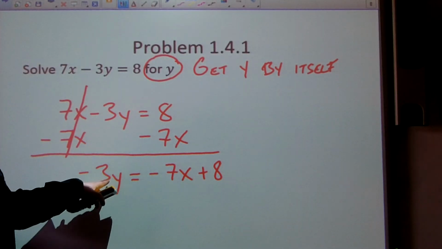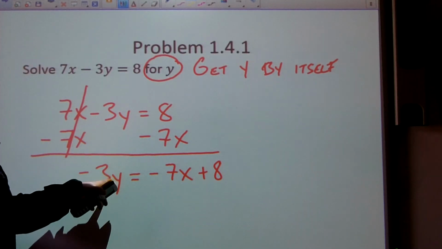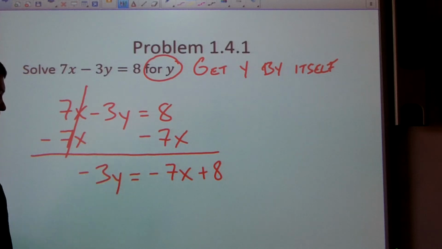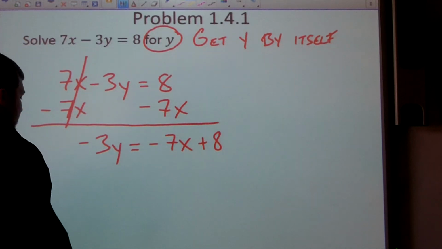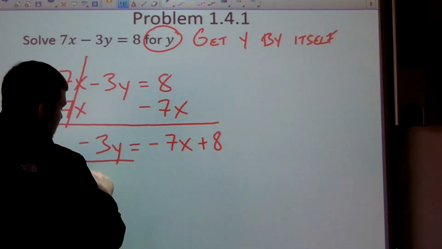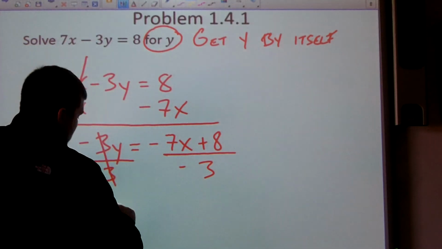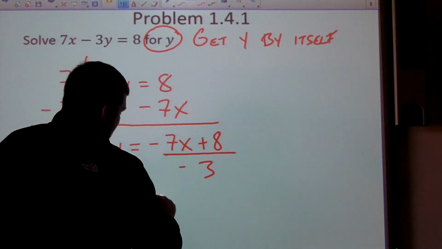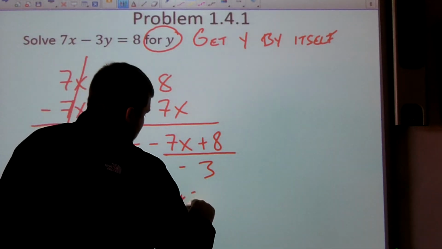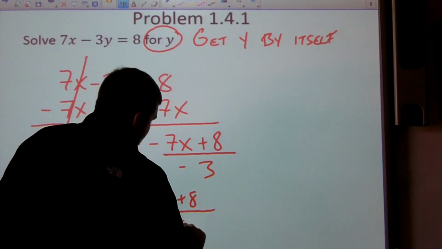Need to get y by itself. Okay, this is multiplication, so the opposite of multiplication is division. So I'm going to divide by negative 3. So y is equal to negative 7x plus 8, the whole thing divided by negative 3.